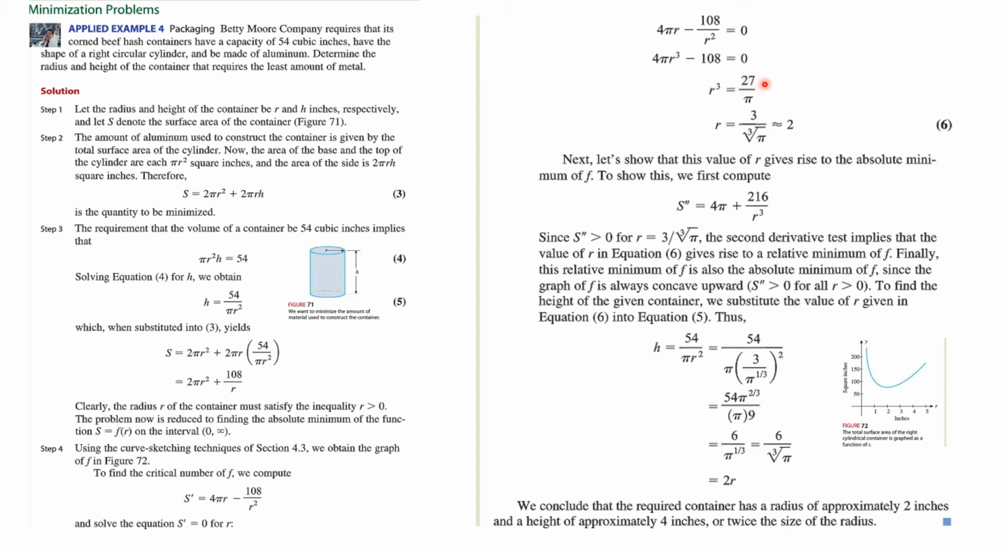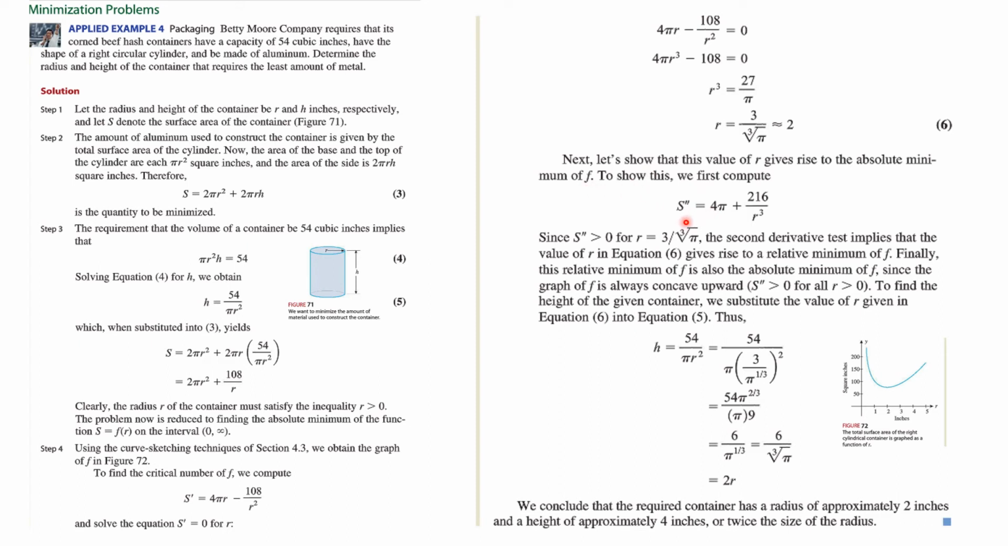That means r cubed is equal to 27 over pi. So r is equal to the cube root of 27 over pi, which is approximately 2. And you could find out exactly what this is, at least an approximation of this using a calculator. The exact answer is 3 over the cube root of pi. And so now what we're going to do is we want to find out that this actually is a minimum.